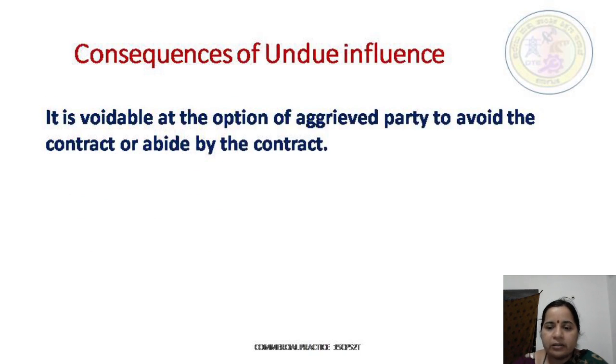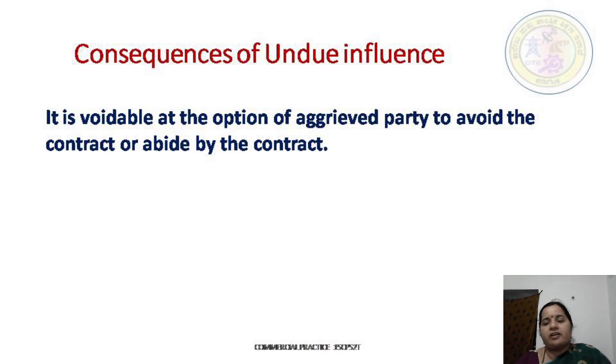Got the point, students? Undue influence is the improper and unfair use of power already possessed by a person over another in order to get the consent of the other to the agreement. The other party, influenced by that power, may have agreed to the agreement even though he did not wish to, because the other party's power may have made him do so.